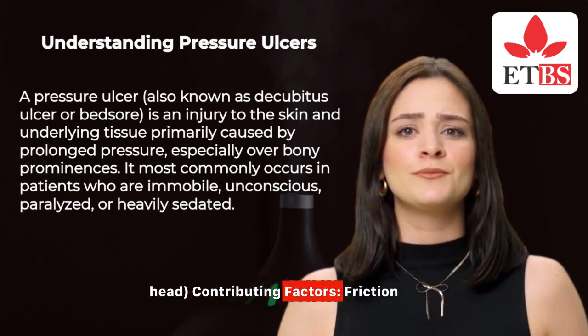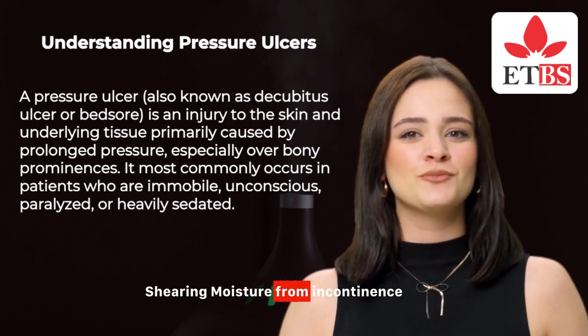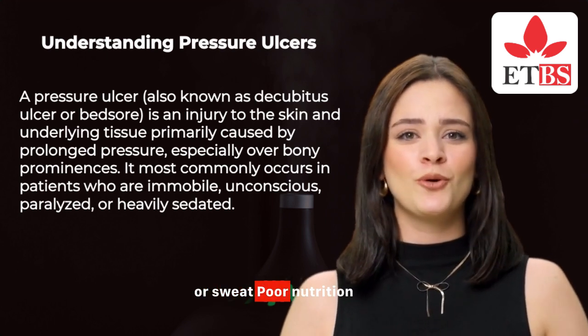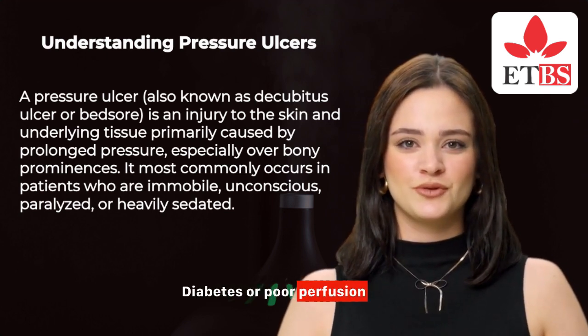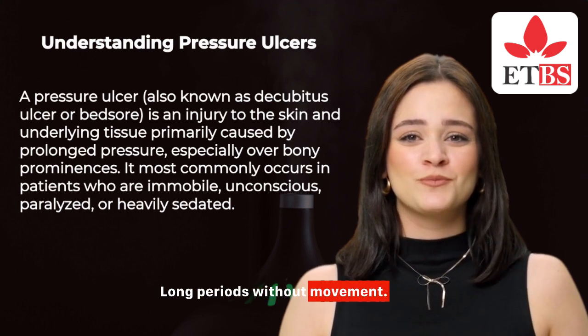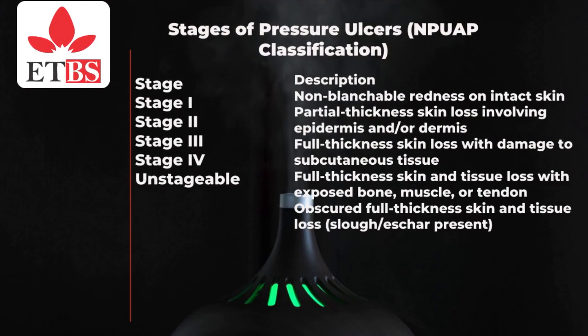Contributing factors: friction, shearing, moisture from incontinence or sweat, poor nutrition, diabetes, poor perfusion, long periods without movement. Stages of pressure ulcers, NPUAP classification. Stage description. Stage 1: non-blanchable redness on intact skin.